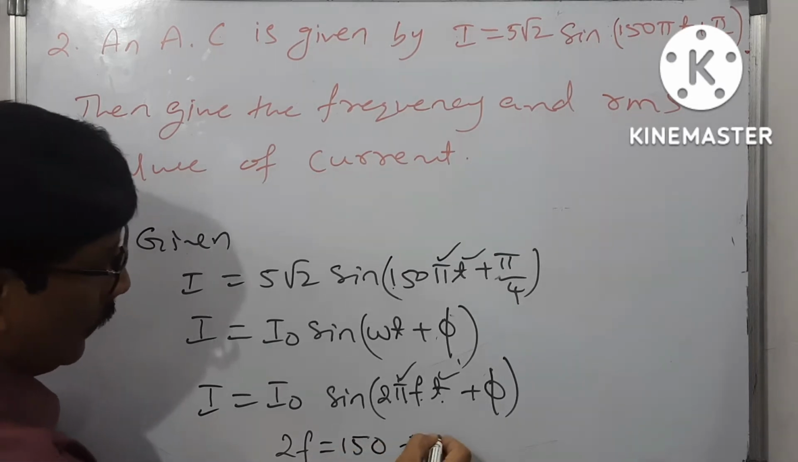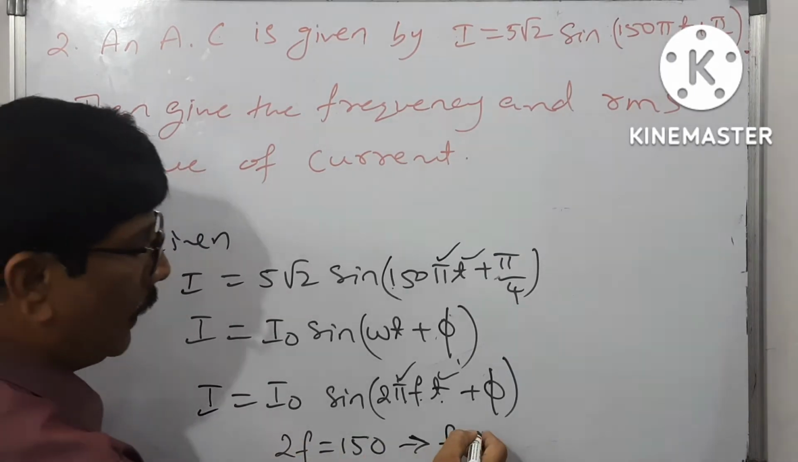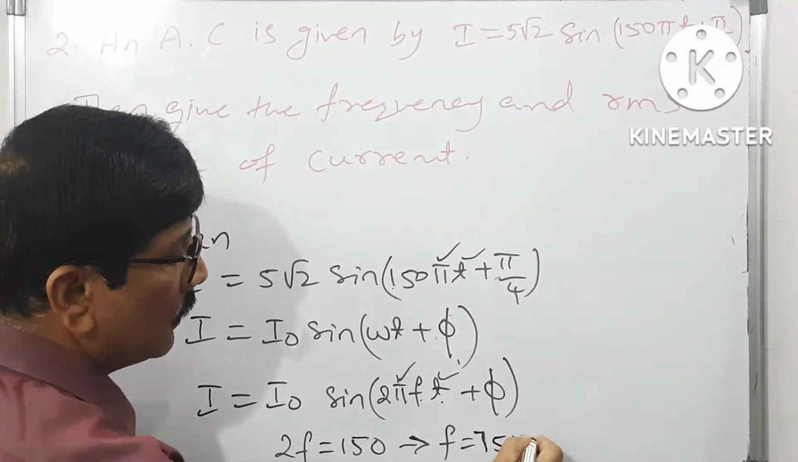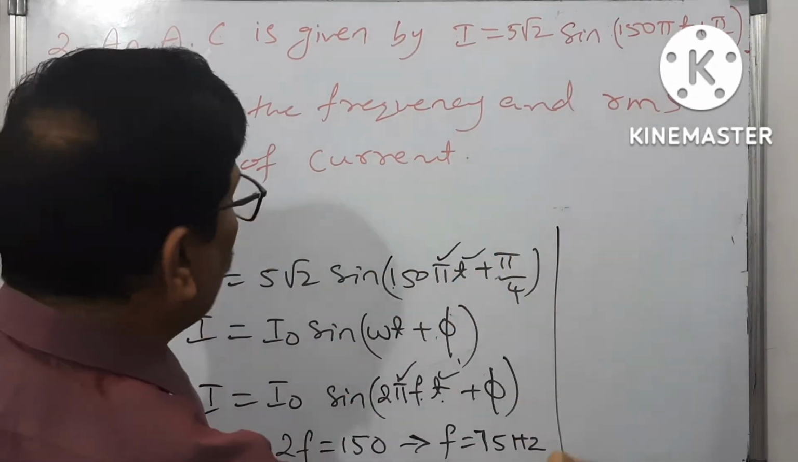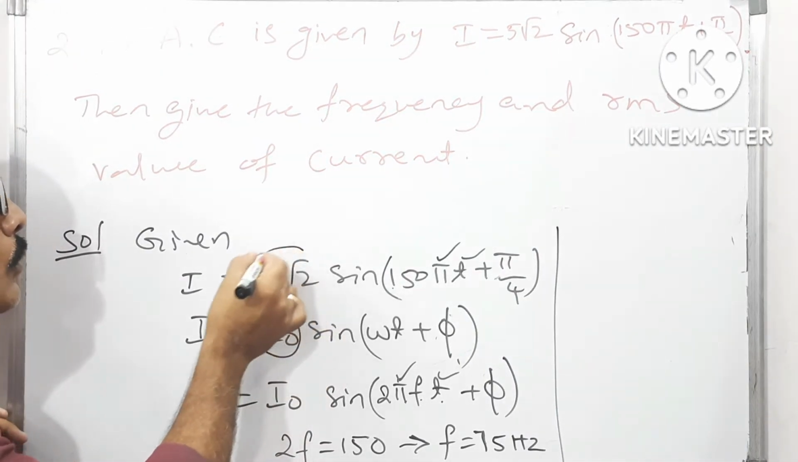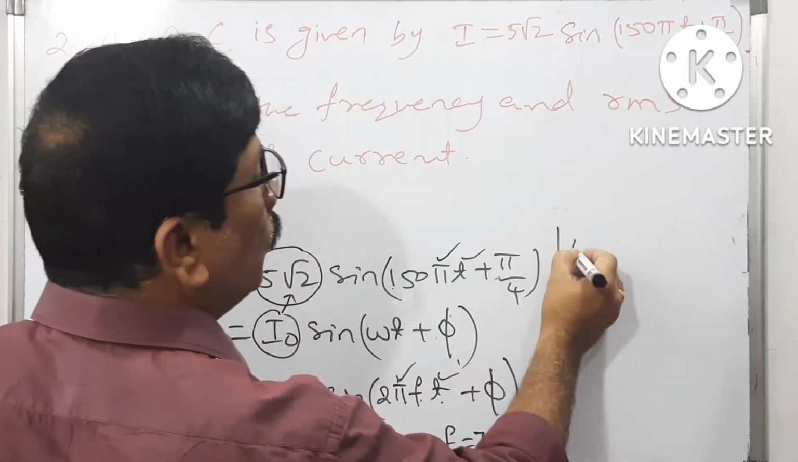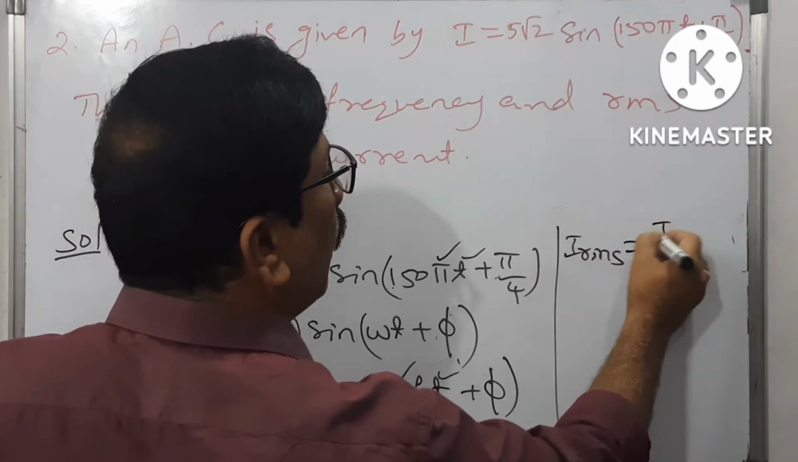Therefore, f is equal to how much? 150 by 2, which becomes 75 Hz. Now what is being asked? The RMS value of the current. Here, in the place of I naught, you have 5 root 2. Then I RMS, if you want to find out, is I naught by root 2.